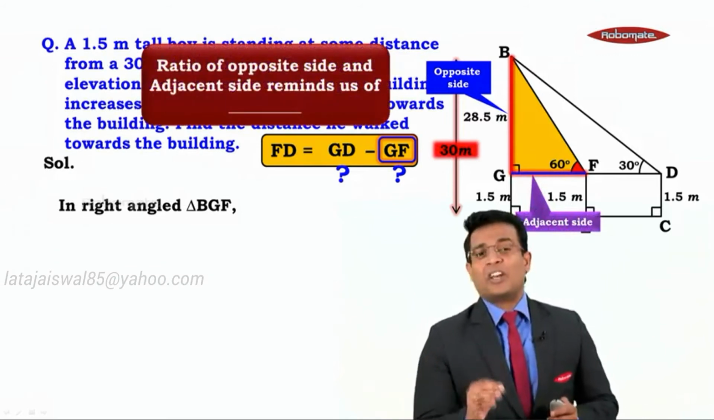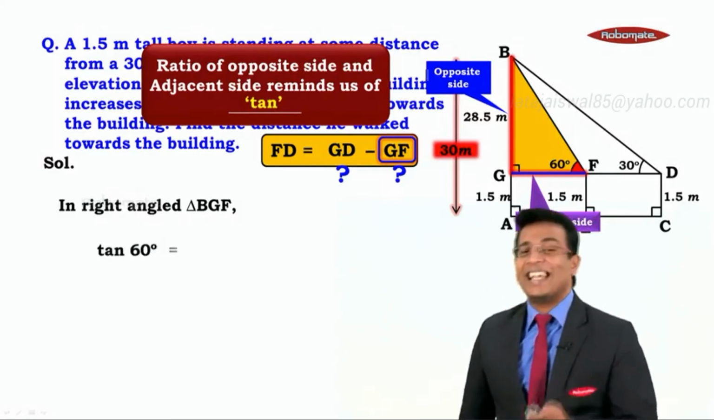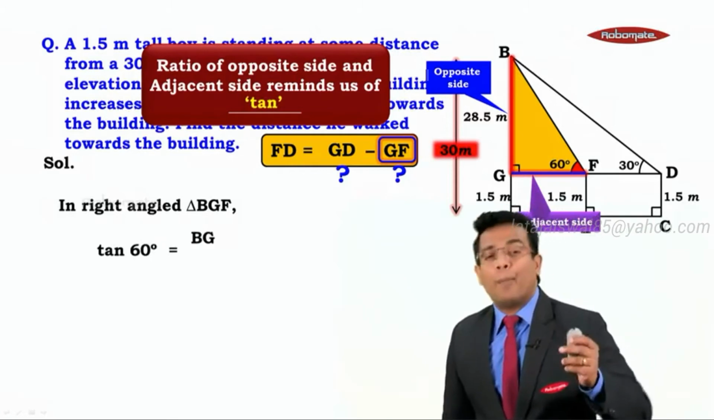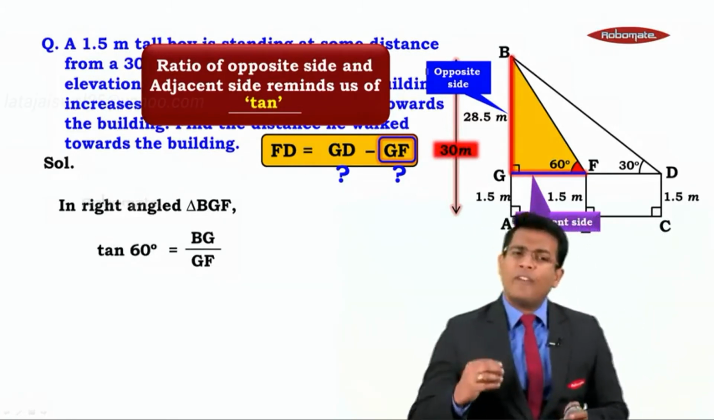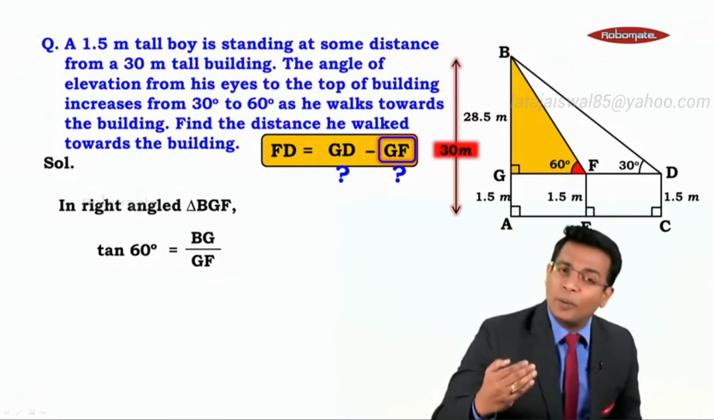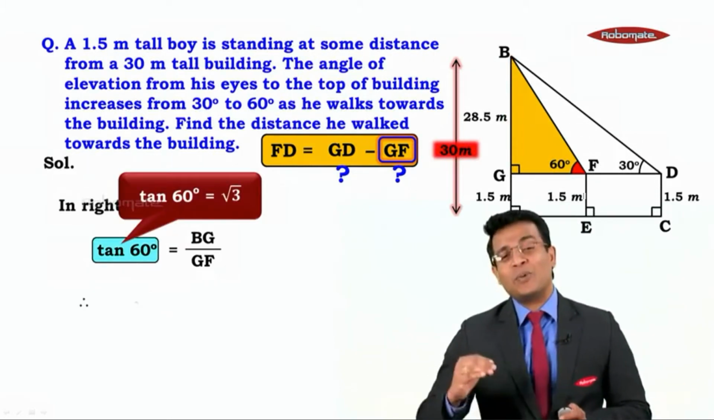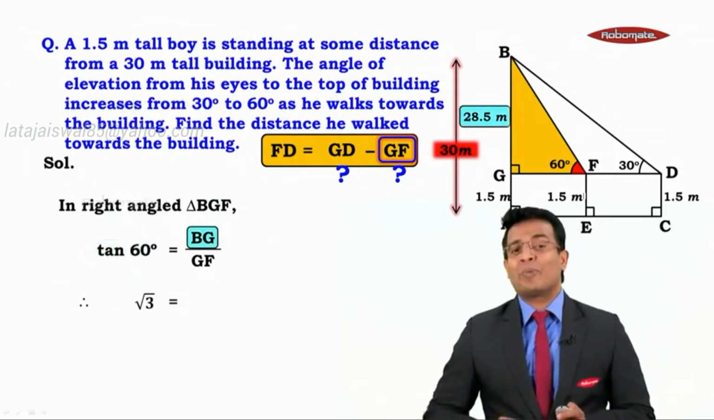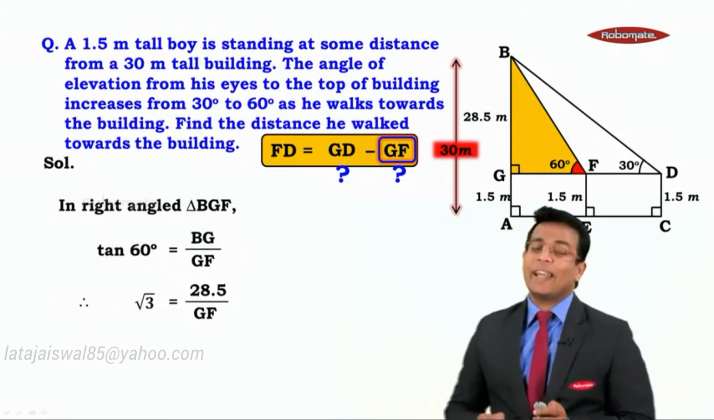So which trigonometric ratio comes to your mind? Yes, it is tan. So you're going to use tan of 60 degrees. So tan 60 is equal to the opposite side, that is BG, upon the adjacent side, which is GF, right? Easy. Now we substitute the value of tan 60. What's the value of tan 60? From the trigonometric table, we know it is nothing but root 3. So we write root 3 is equal to, and the value of BG is known to us. How much is that? It is 28.5. We substitute that upon the value of GF, which we need to find. Keep it as it is.